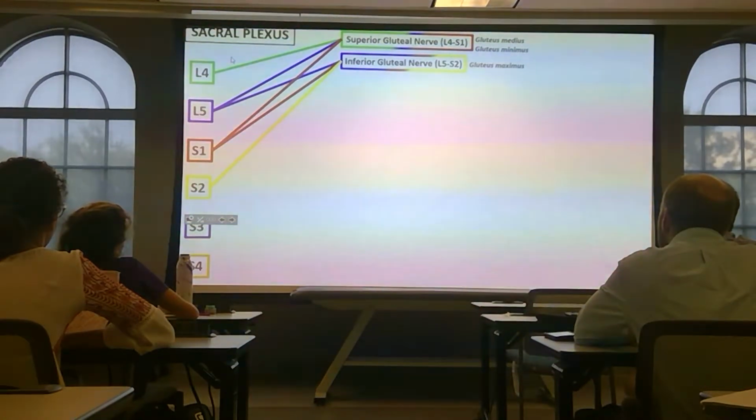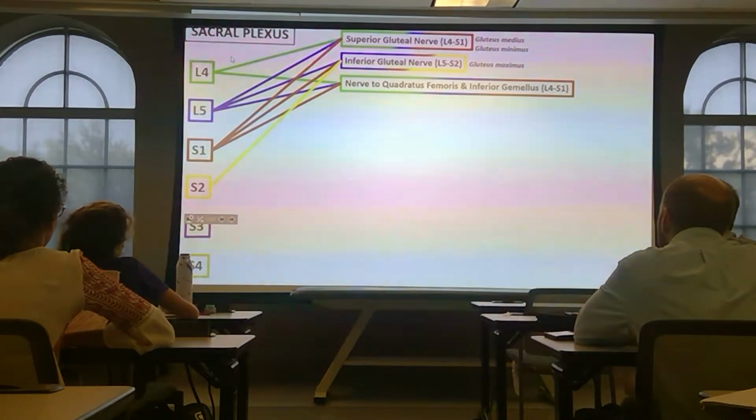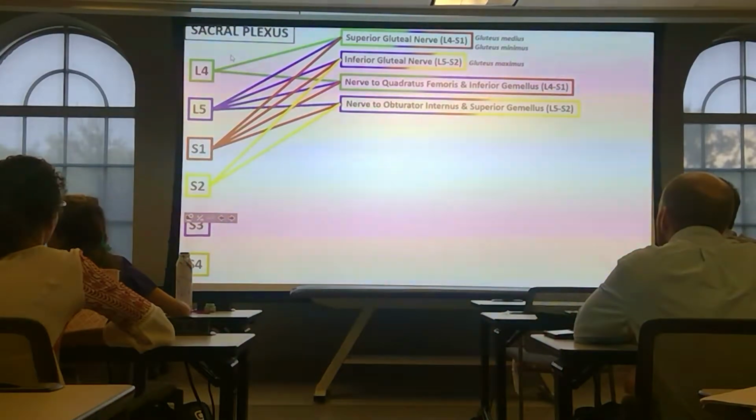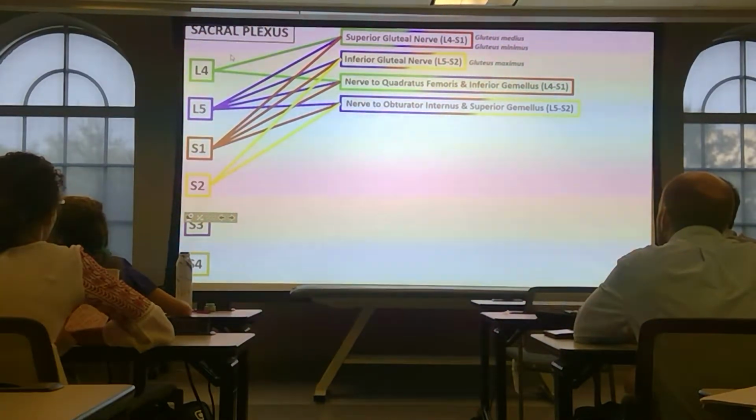And then we skip down to repeating our pairs here. So we have the nerve to quadratus femoris and inferior gemellus, that's L4 to S1. Same thing as the superior gluteal nerve. And then we have our nerve to obturator internus and superior gemellus, and remember that's the same as the inferior gluteal nerve.